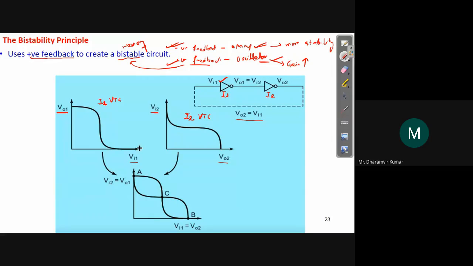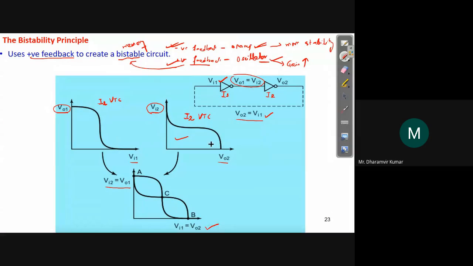Now, why is it rotated here? Because we are going to map this VTC onto this one. We are going to combine these two VTCs, and we know that VO1 is equal to VI2. So this is VO1 and this is VI2, so these two axes are the same, and we can combine these two VTCs in this format. This becomes VI2, equal to VO1, and also we know that VO2 is equal to VI1. So this x-axis becomes VI1, equal to VO2.